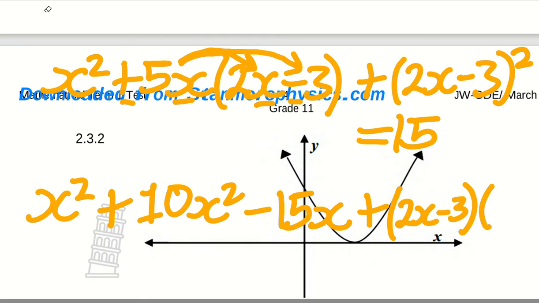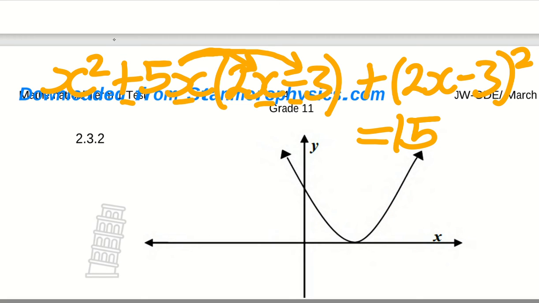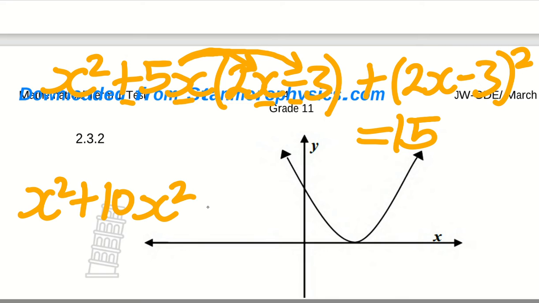Okay, wait. I think I have to create some space so that I have enough space to write everything that I want. Okay, so we had x squared plus 10x squared. Then we said minus 15x, right? Yeah, just wanted to create some space there.